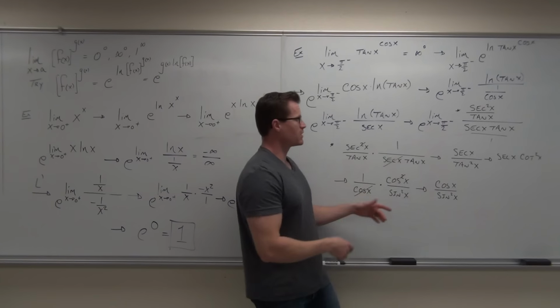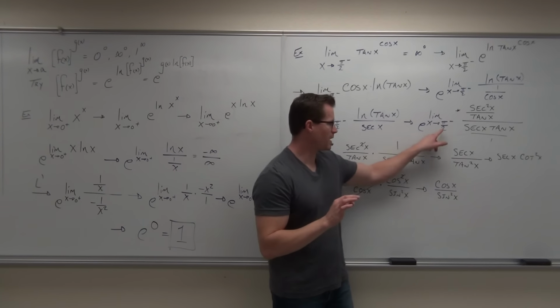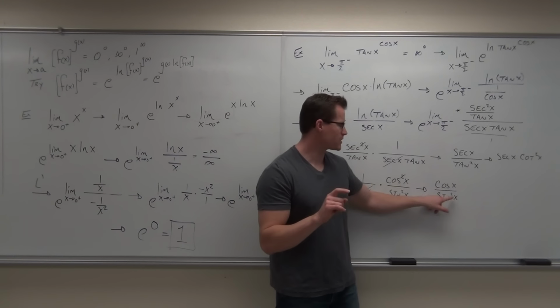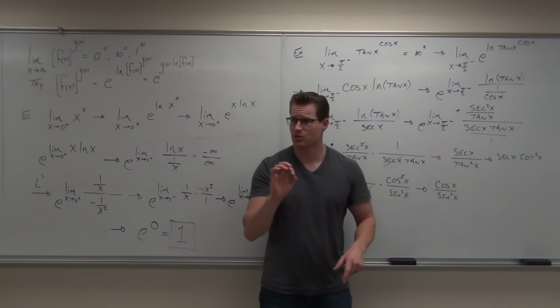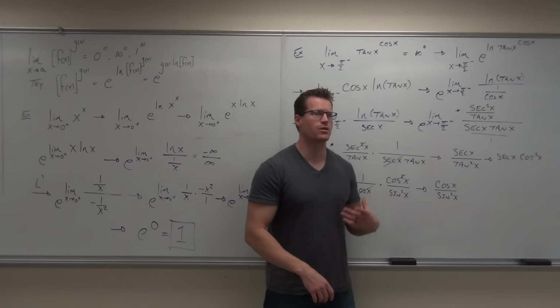Now, let's just pretend we have a limit out front. If I do cosine of pi over 2, how much is cosine of pi over 2 again? 0. How much is sine of pi over 2 again? 1. I have 0 over 1. Is it okay to have 0 over 1? Yes. Then we've just evaluated our limit without having to do another L'Hopital's rule.